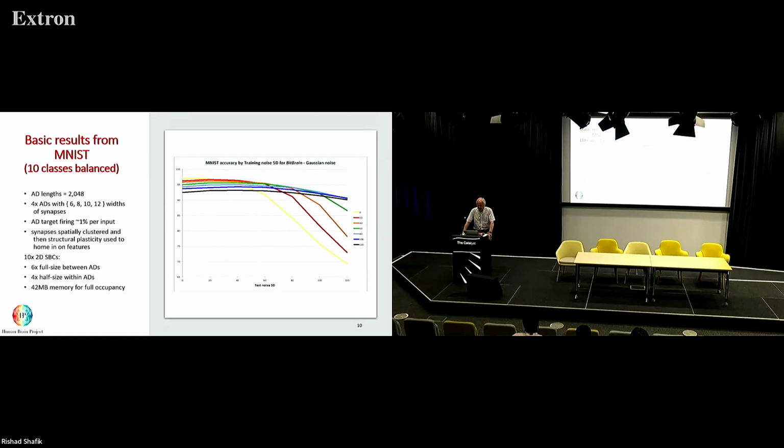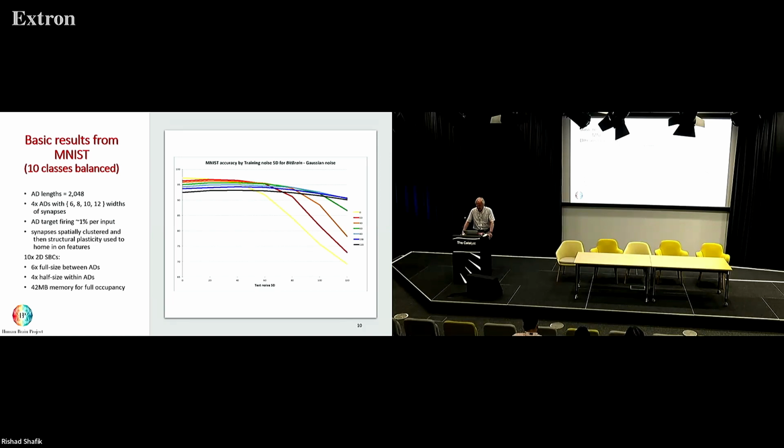And those are detailed here. But the performance is shown by the graph on the right. And what you can see is that we're getting around 95% accuracy, which, as I said earlier, is not state of the art on MNIST, but it's a reasonable performance. But what's interesting about this is the nature of these graphs.